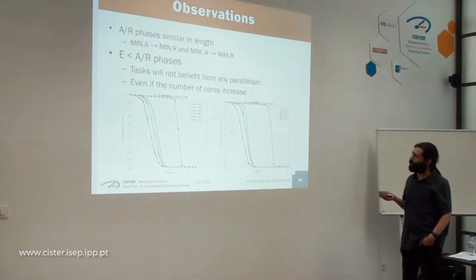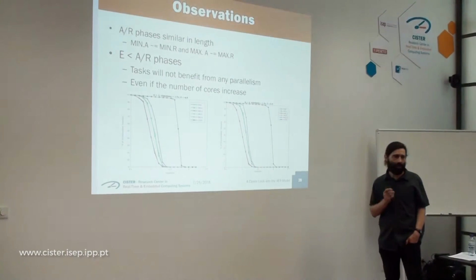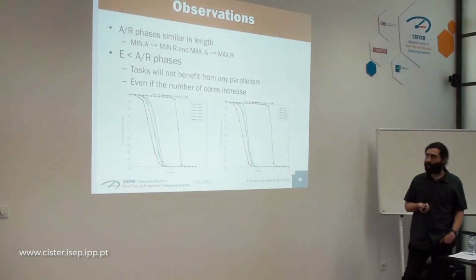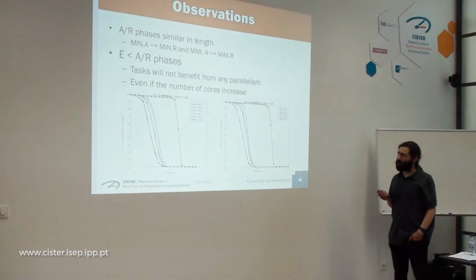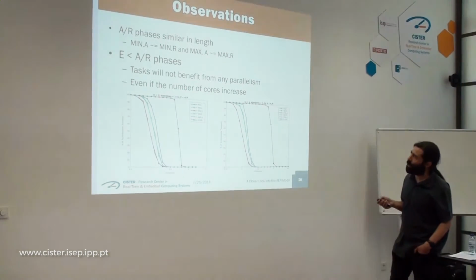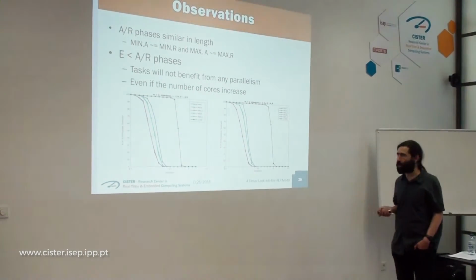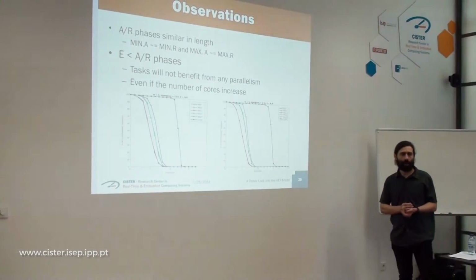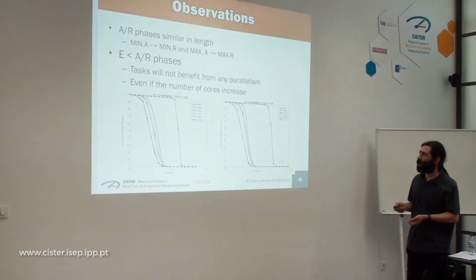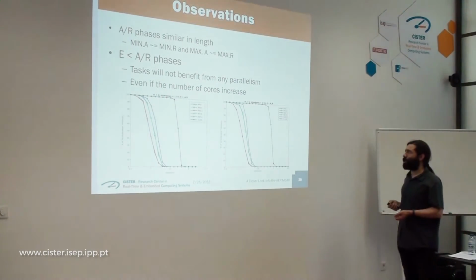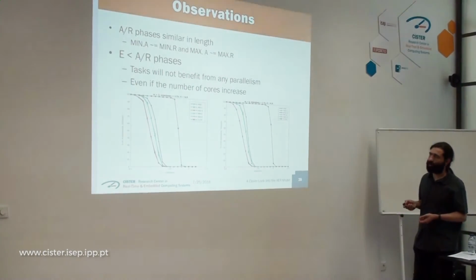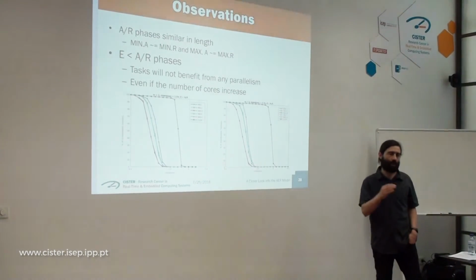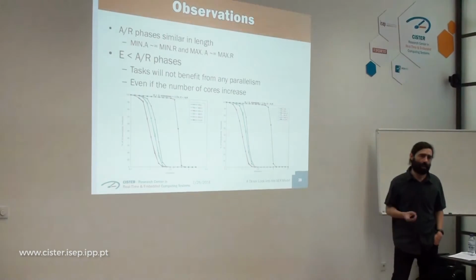Another important aspect that we can see from the same graph is that when the E phases are smaller than both A and R phases, tasks won't benefit from any parallelism. And we can see that even if the number of cores increase, so here we have M equals 2, and here it's for 4 cores, the E is smaller than both A and R, and we see that even if we increase the number of cores, all the heuristics behave the same. So basically most of the times what we have is sequential execution, no parallelism at all.